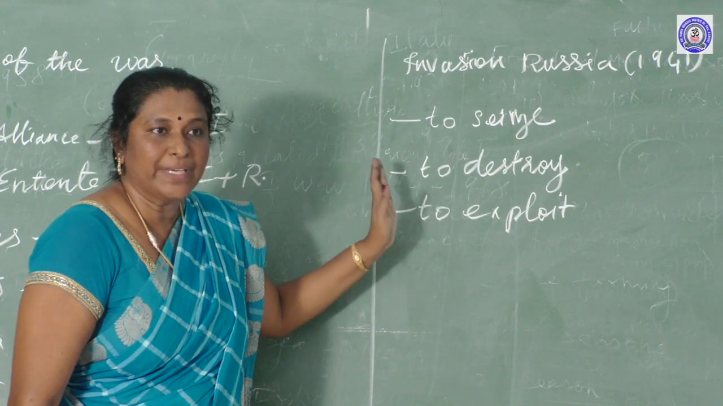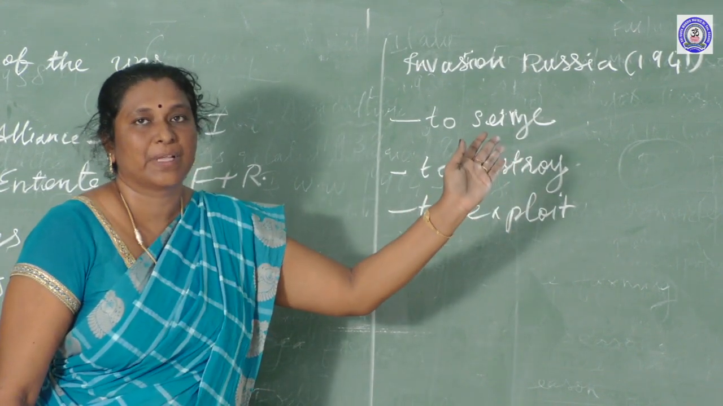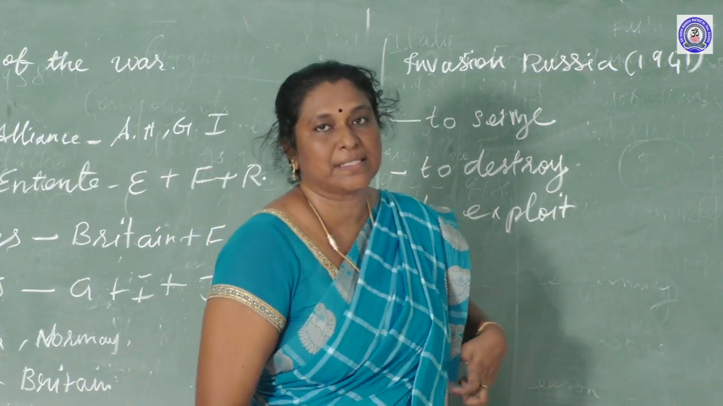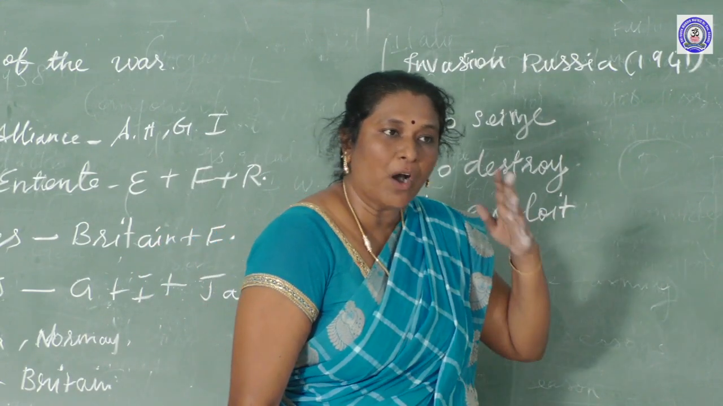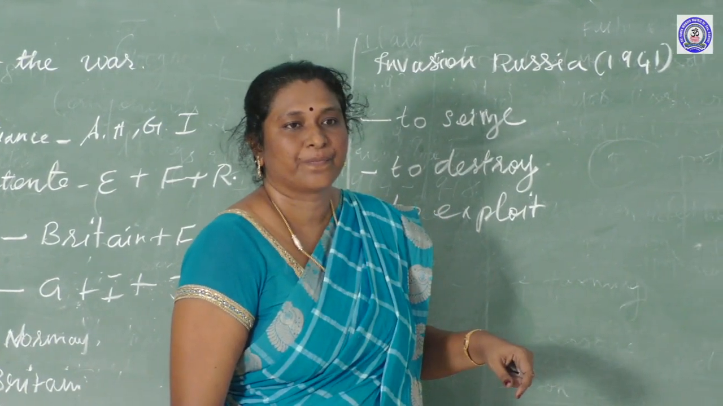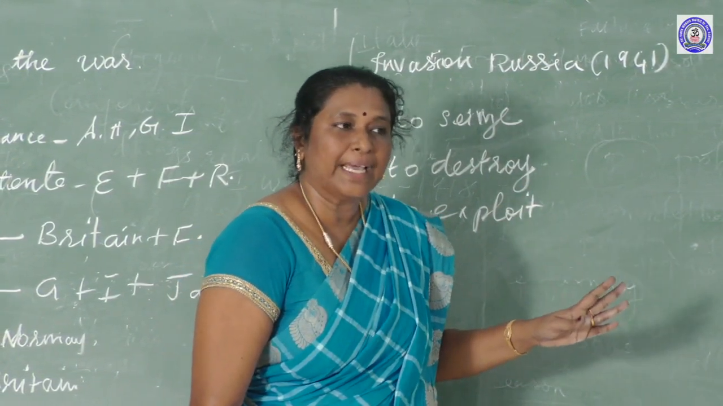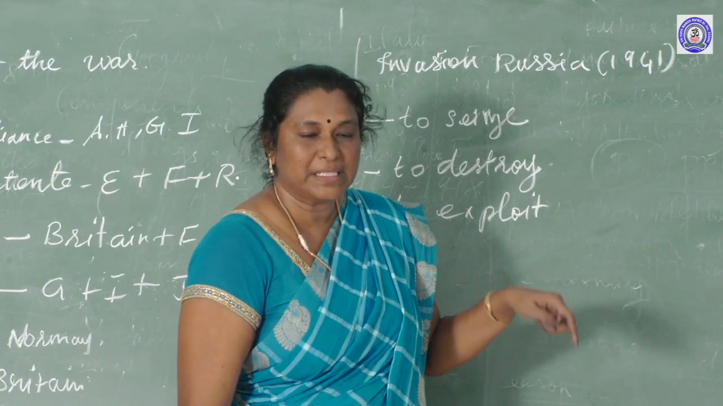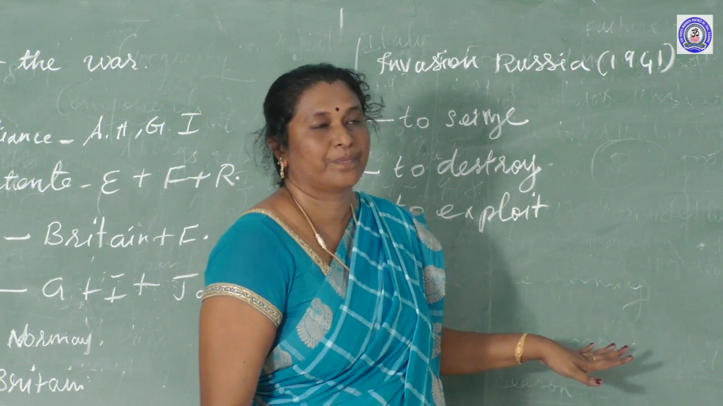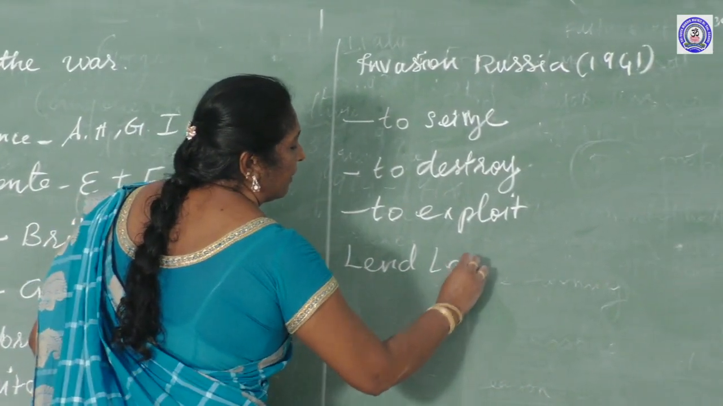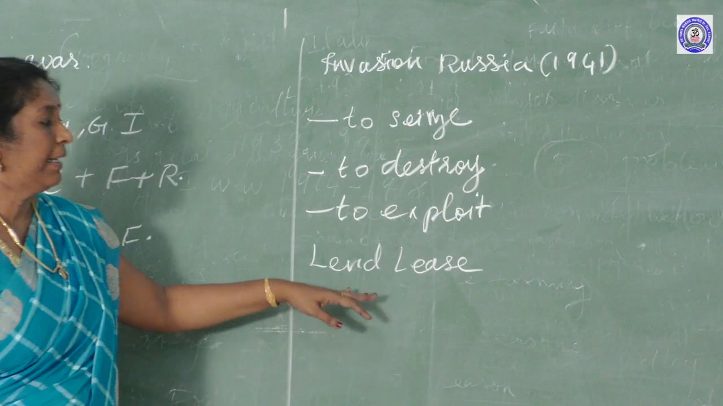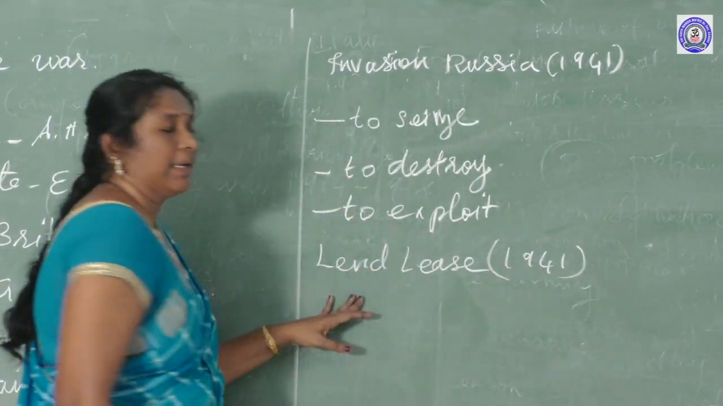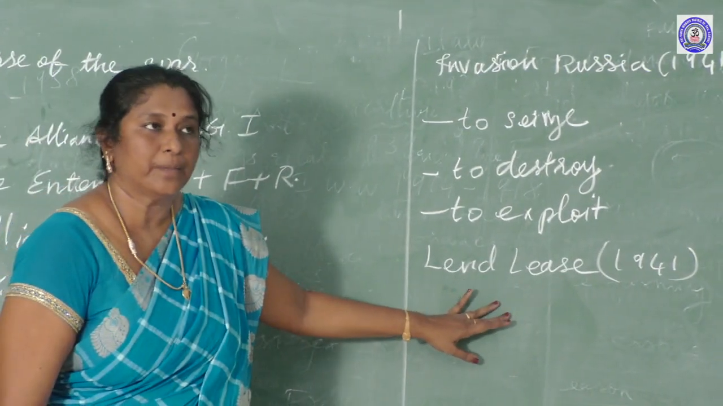The German army marched towards Moscow. When they entered Moscow, it was the winter season in Russia, which was very hard on the German soldiers. At the same time, strong resistance by the Russian army was also a reason for the failure of Germany. Next, we want to see the Lend-Lease program. Lend-Lease program, 1941. This will come as a compulsory question, the 28th question.